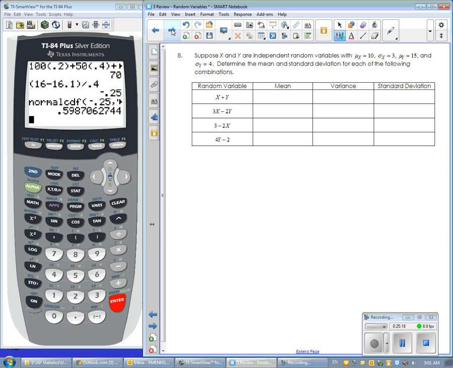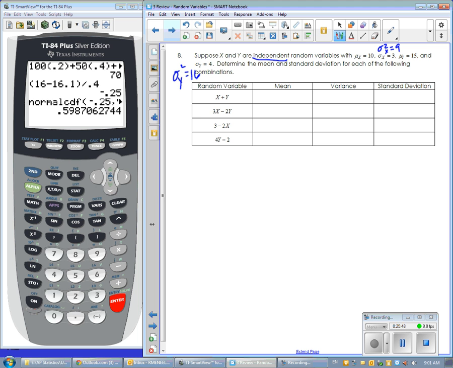Okay, we have one more problem. I'm going to try to do it before school starts. We're given two random variables, x and y. We're told that they're independent. We're told that the mean of x is 10, the standard deviation of x is 3. That means that the variance for x is going to be 9. We're told the mean of y is 15, and the standard deviation of y is 4. When I square that, that's going to be 16.